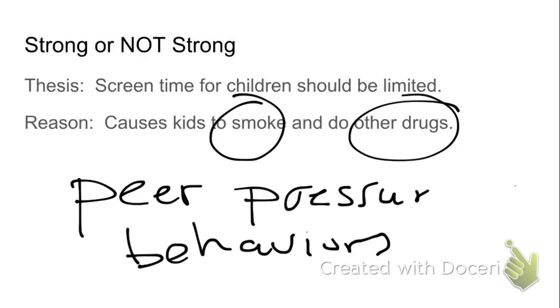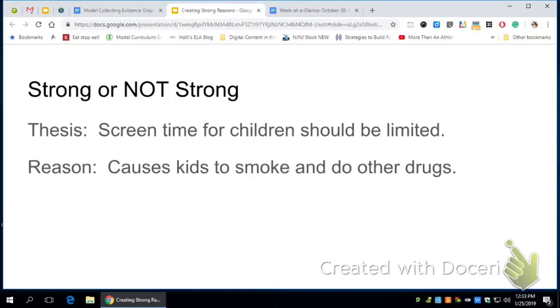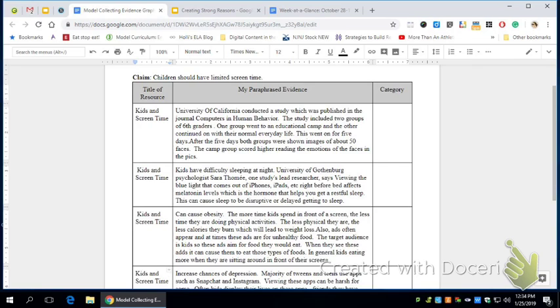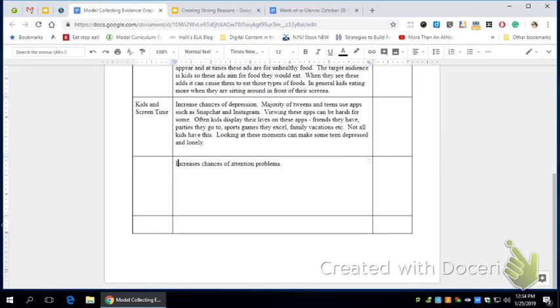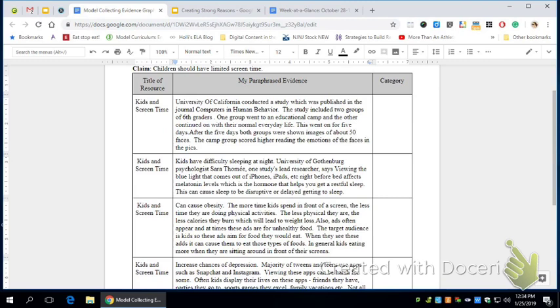Okay, so let me show you exactly what you're going to do, right? So here you have your graphic organizer. I have my model up here, all right? So I have it in front of me. And I'm going to look at each of my evidence. And if you notice, my evidence is pretty much explained. A lot of you are lacking explanations. So a lot of your evidence is actually looking like this. So on a little side note, you have to make sure that you explain your examples. So for example, if I say it increases chances of attention problems, I need to explain that in my graphic organizer. All right?